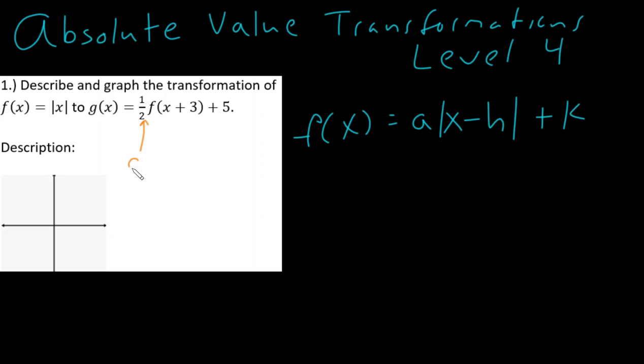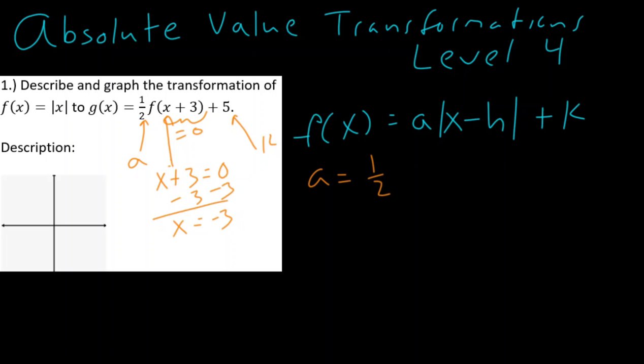We see that our a value is equal to 1/2. We see that here, in our grouping, we have this whole x plus 3. So wait a second. We know that we want to set our grouping equal to 0. And lastly, we have our k value. Okay, let's go ahead and solve for our h value first. So we can minus 3 from both sides. And we get x equals -3, or aka h is equal to -3. All right, h is equal to -3. And of course, k is equal to 5.